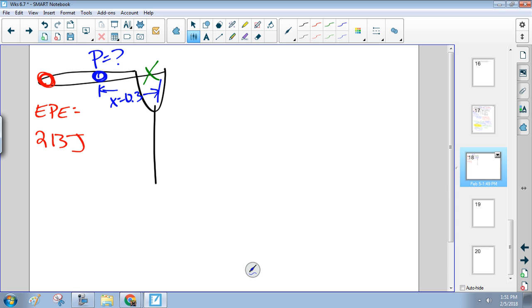So, unfortunately, this is a two-step problem for us. We've got to find the force, and we've got to find the velocity. Which one of those two things is pretty easy to find? Velocity? Okay, I think the other one's easier, but that's cool. We can find the velocity.